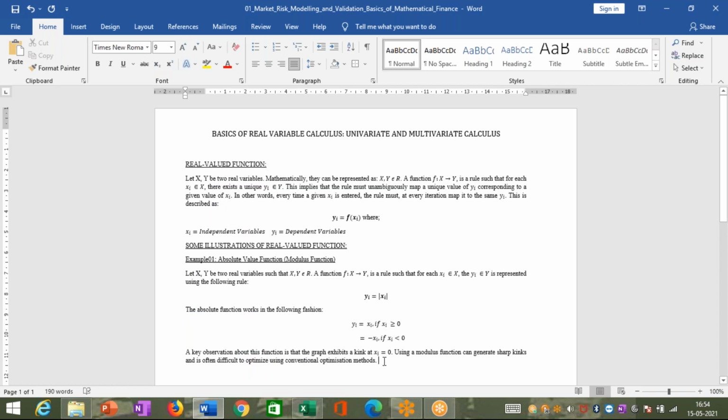Using conventional optimization methods, right? So this is one of the most widely used functions that we always see in this part of the exercise. On the market risk side, when we are trying to assess the accuracy of the market risk models, or whenever we are trying to assess the absolute changes, the rate of changes, that's where we use this function.